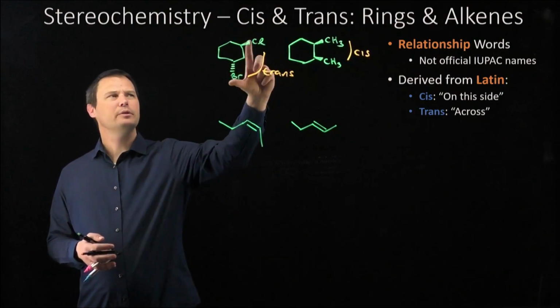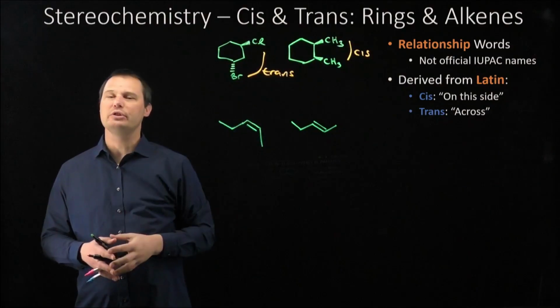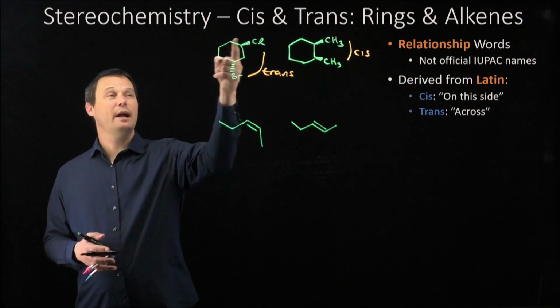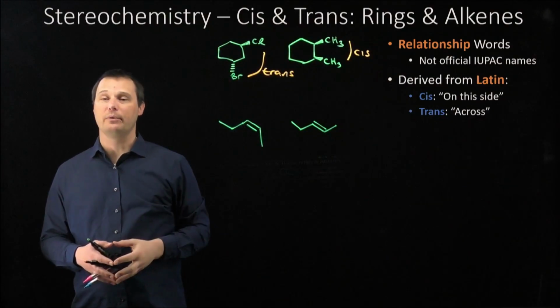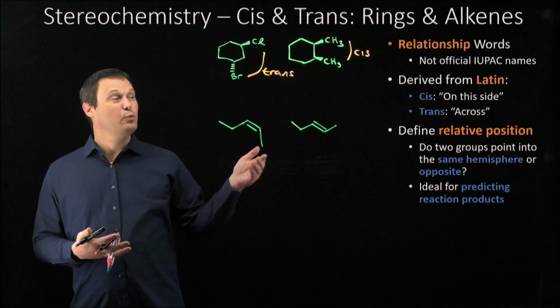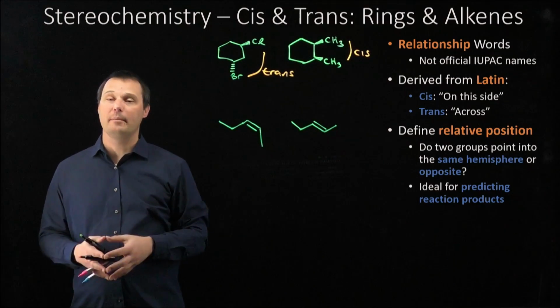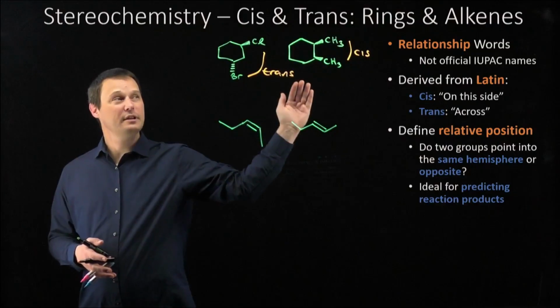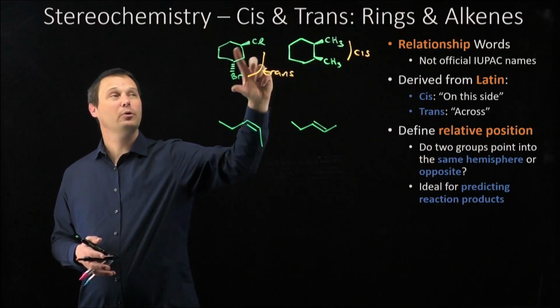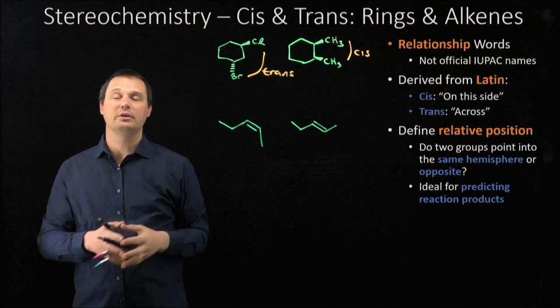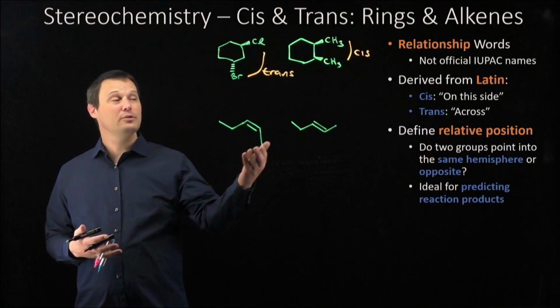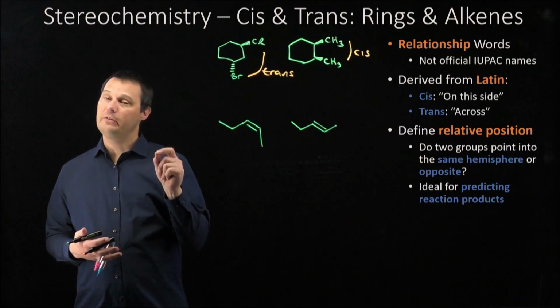Notice something important. The two groups don't have to be adjacent to each other on the ring. Cis and trans work for any two groups oriented anywhere around the ring. So cis and trans define the relative position of two groups about the molecule. Are those two groups together pointing into the same hemisphere of the molecule, or are they opposite, pointing into opposite hemispheres of the molecule?